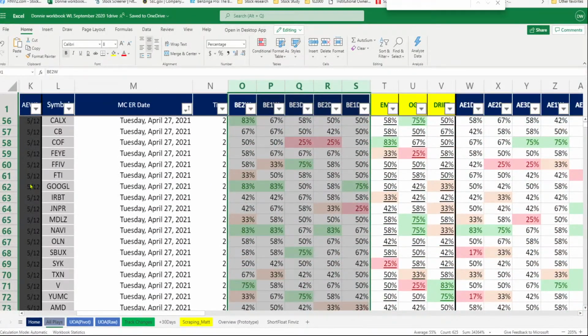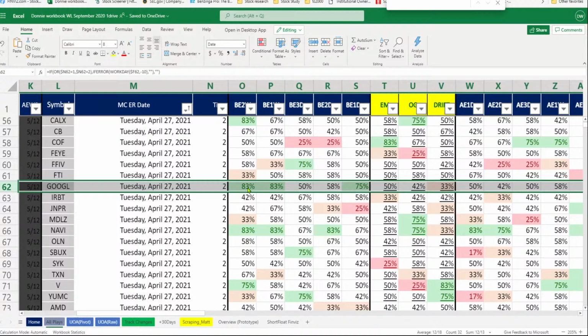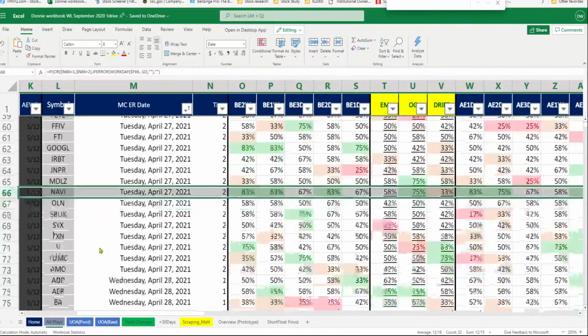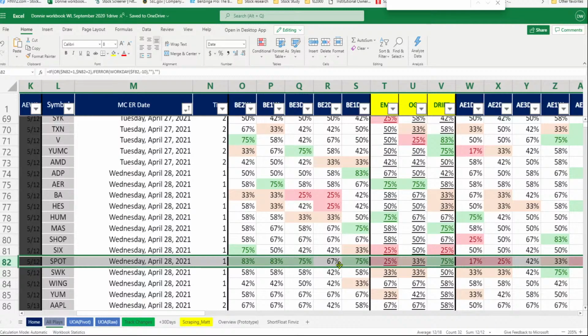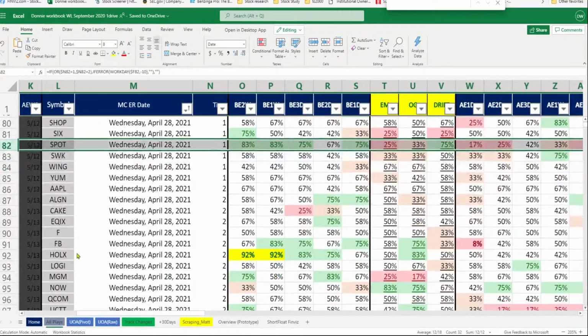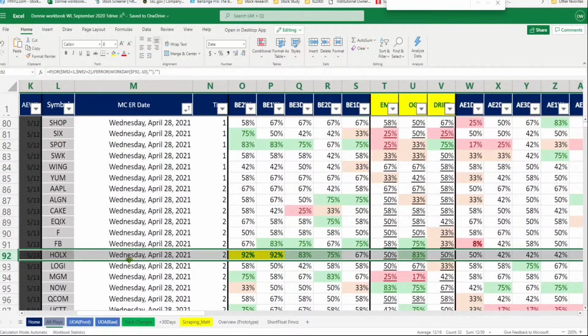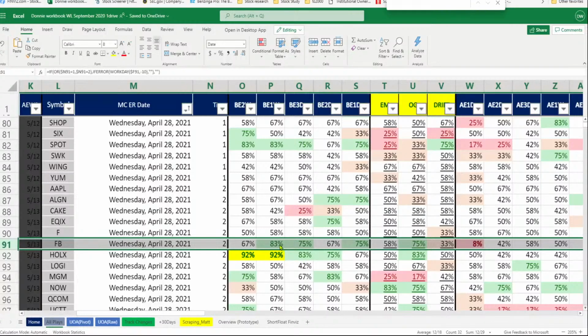And so all you got to do is come in here and you're like, oh, look, Google 2 weeks out and 1 week out is 83%. It's above where it was 2 weeks out and 1 week out. So that's a great one. You know, Navi is a good one. Look at Spot, man, it runs in real well, right? So that's all we're doing. HOLX, you can see Facebook, right?